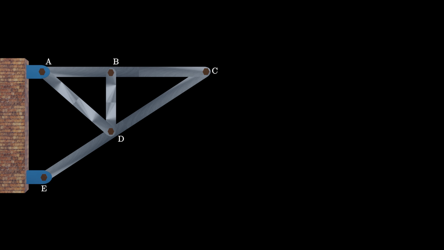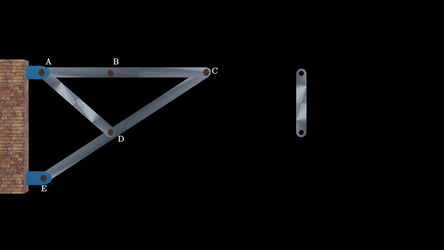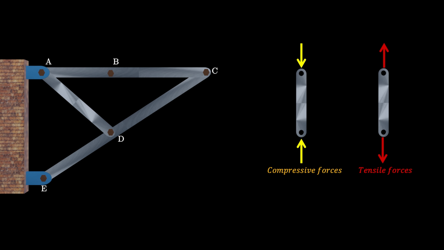So now let's take a closer look at an element or a member. These members are only designed to carry axial loads, so it can be either under compression or tension. It is under compression when it is subjected to compressive forces, and it is under tension when it is subjected to tensile forces. So now let's put back our member. Our truss will be under a load, and we also have to know the dimensions of our truss.